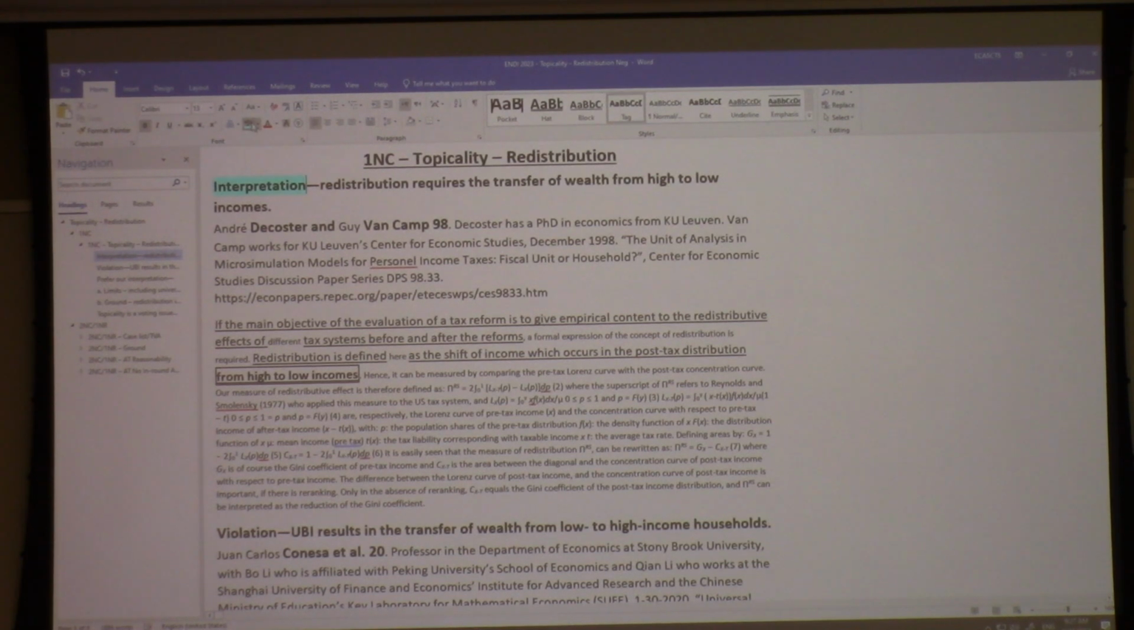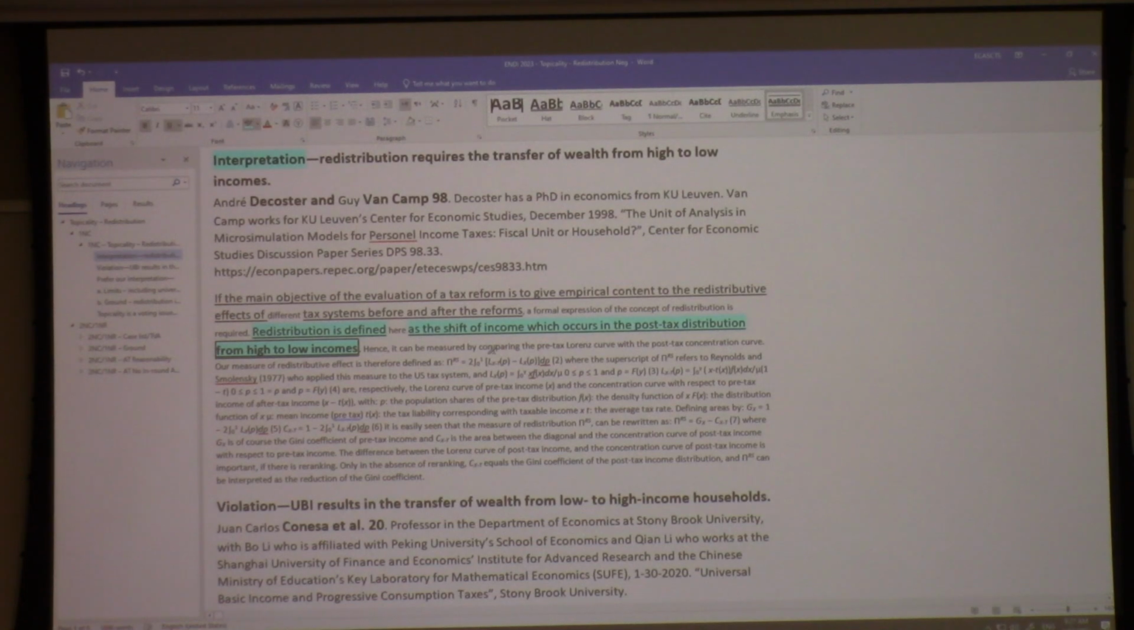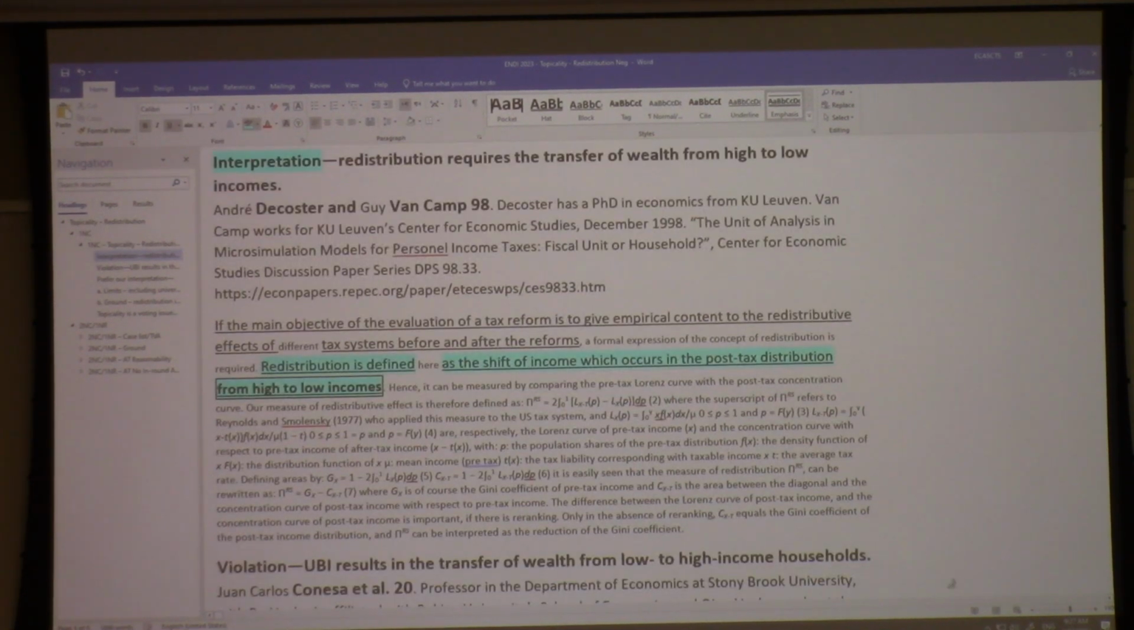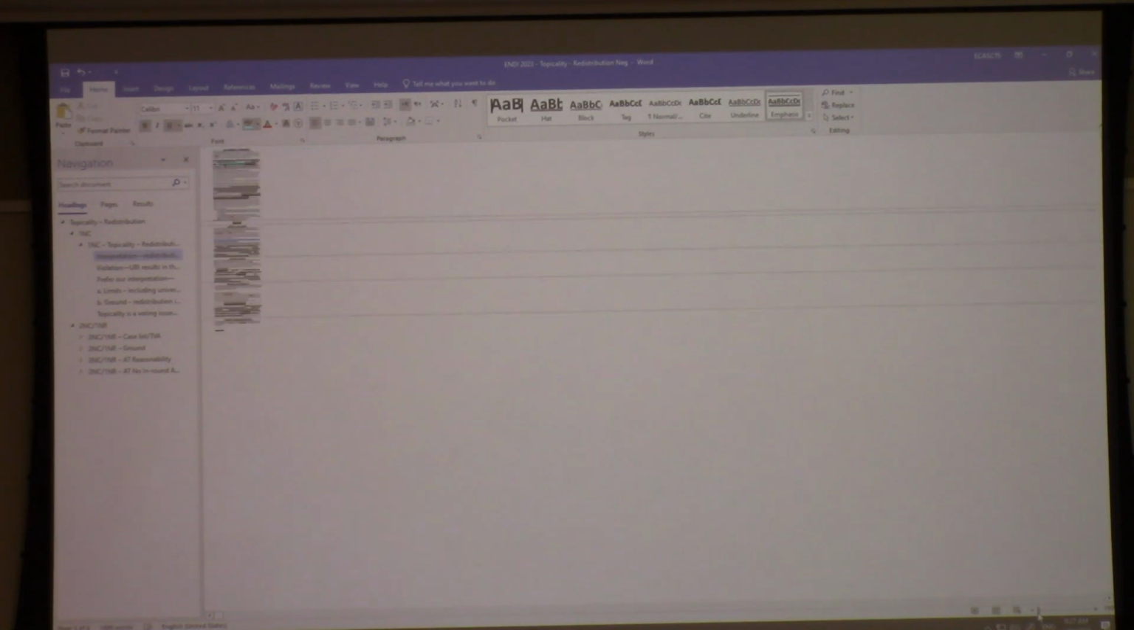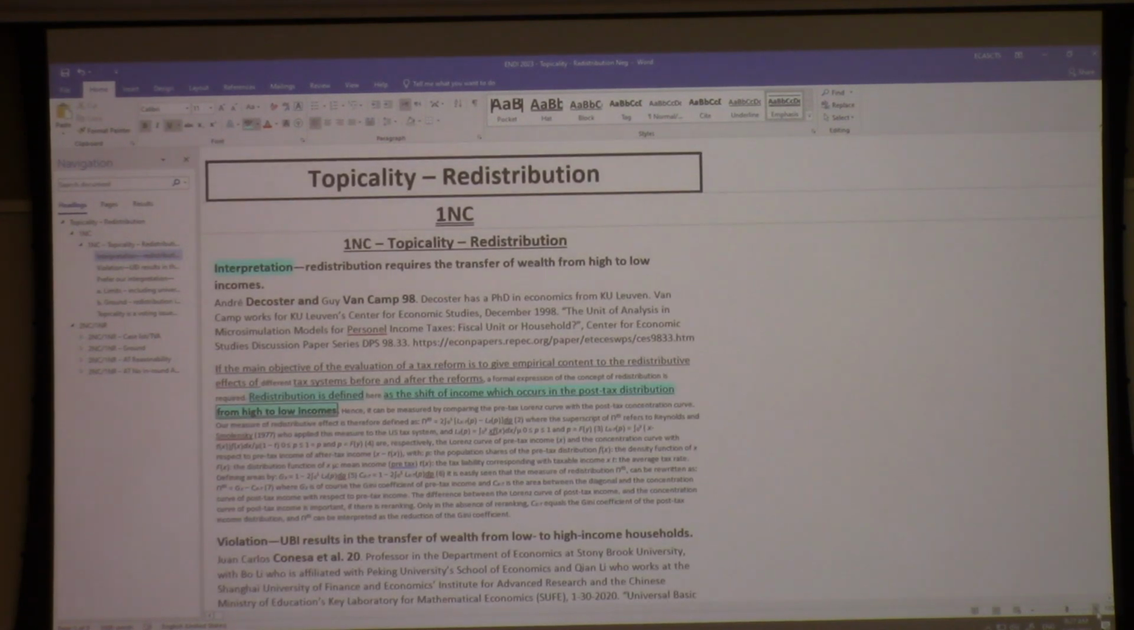So we have a definition of redistribution as requiring the transfer of wealth from high to low incomes. And we have a piece of evidence that defines what that looks like. So redistribution is defined as the shift of income which occurs in the post-tax distribution from high to low incomes. And then we have some lovely math down here that you will not need to follow in order to argue this. A lot of letters there, no numbers. Okay, so we have this definition of the resolution.